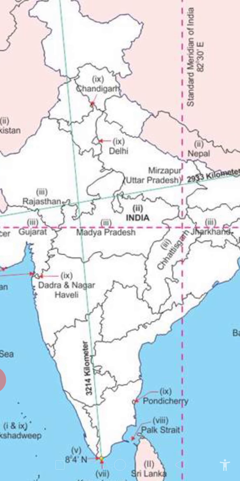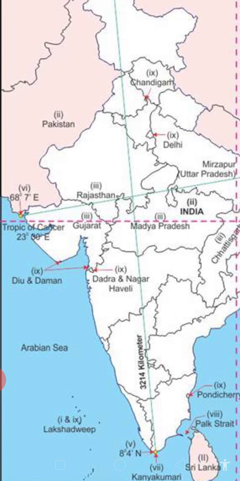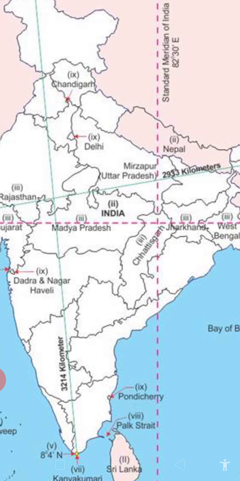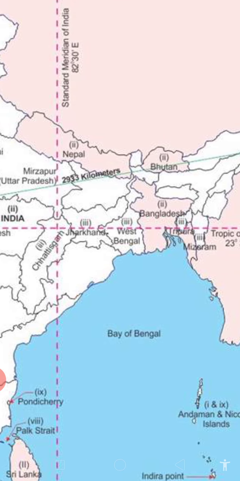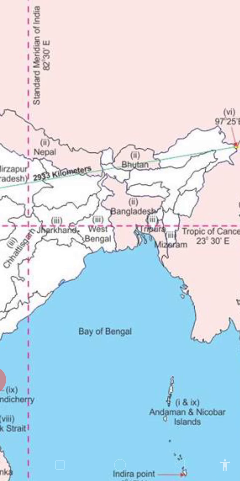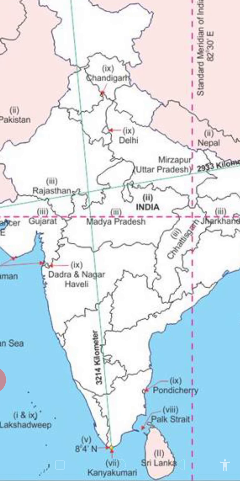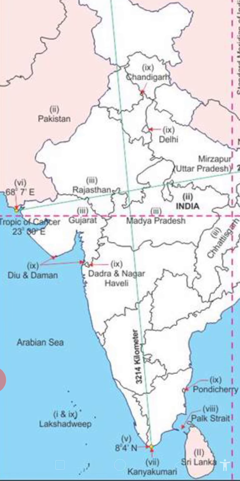Now you see the Tropic of Cancer; it goes through which states? The first one is Gujarat, then Rajasthan, then Madhya Pradesh, then Chhattisgarh, then Jharkhand, then West Bengal, then Tripura, and then Mizoram. So 1, 2, 3, 4, Chhattisgarh 5, Madhya Pradesh 6, Rajasthan 7, and Gujarat 8. Now let's come to the next.